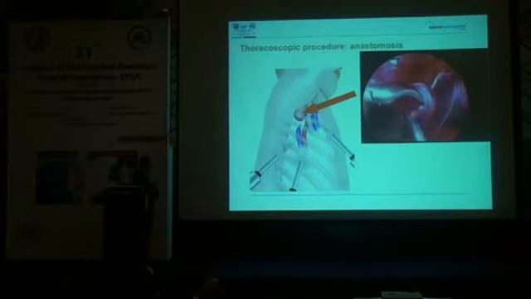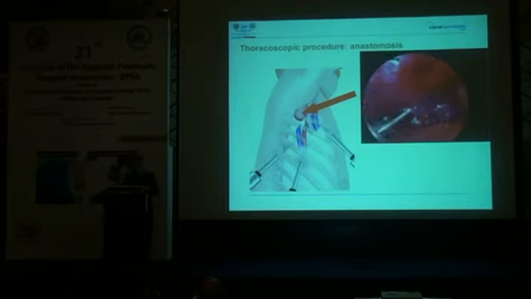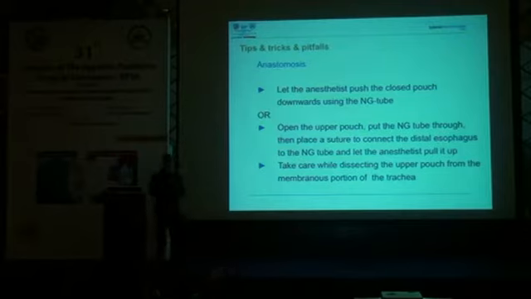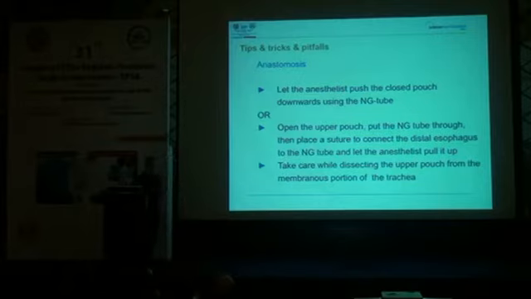So this is a technique which I don't want to show you because we don't do it anymore. For the anastomosis, I really ask the anesthetist to push down the NG tube while the pouch is still closed, put a full thickness layer suture through it, connect it with the fistula for the first suture, and then open it and cut the fistula, and then do the rest of the anastomosis. Another technique, as Derek showed you, is the sliding knot, where you can easily adapt the two parts of the esophagus.